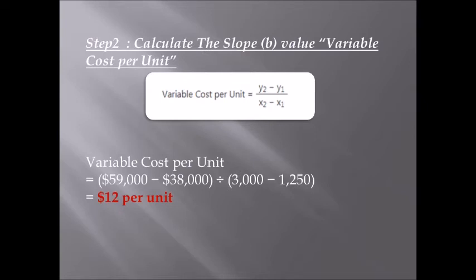Okay, second step here, to calculate the slope, which is the variable cost per unit. Variable cost per unit equals changes in y values divided by changes in x values: y2 minus y1 divided by x2 minus x1. So variable cost per unit equals (59,000 minus 38,000) divided by (3,000 minus 1,250). So variable cost per unit will equal 12 per unit. Okay.